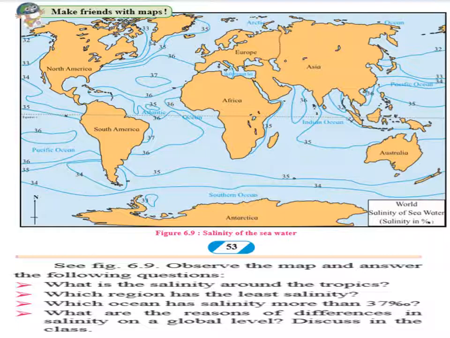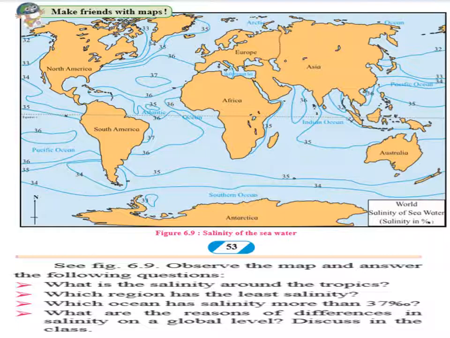Let's solve a few questions. What is the salinity around the tropic? So just see what is the salinity around the tropic area. The salinity around the tropic is 36 per thousand. Okay, here you can see 36. This is the tropic area. Which region has the least salinity? The Andaman Sea has the least salinity of 32.